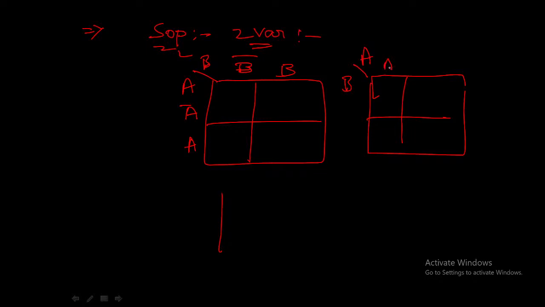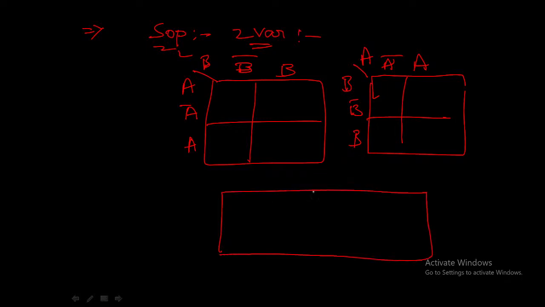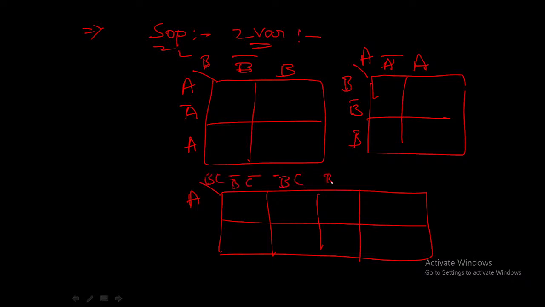B, A bar, A, B bar, A. You can also interchange. And for 3 variables, how can you write? A, B, C. B bar C bar, B bar C, B C, B C bar, A bar, A. Or you can also interchange. You can write here B and you can write here AC, A bar C bar, A bar C, AC, AC bar, B bar and B.